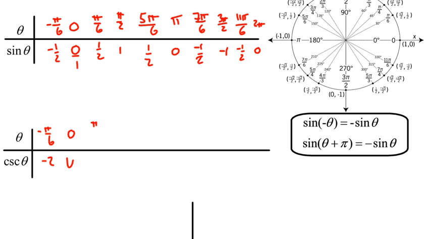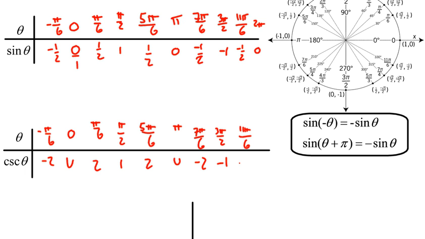And now I'm just going to quickly do these. So reciprocal of that is 2. Pi over 2, reciprocal of 1 is just 1. 5 pi over 6, reciprocal is 2. Pi is going to be undefined. 7 pi over 6, negative 2. 3 pi over 2 is going to be a negative 1. 11 pi over 6 is going to be negative 2. And then lastly, 2 pi is going to be undefined.